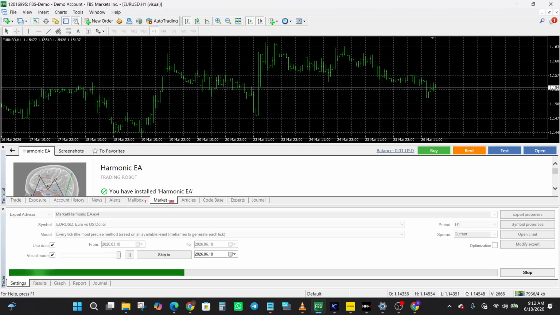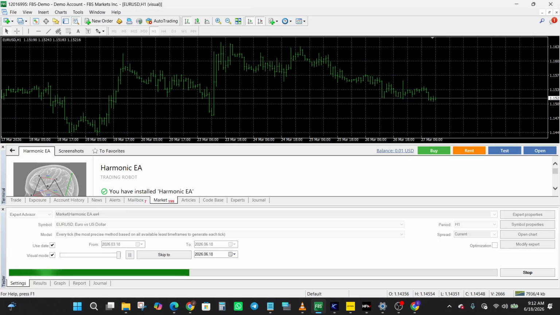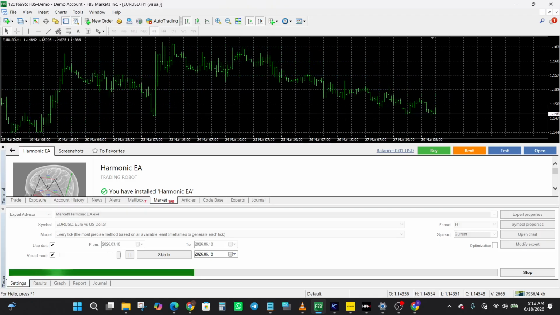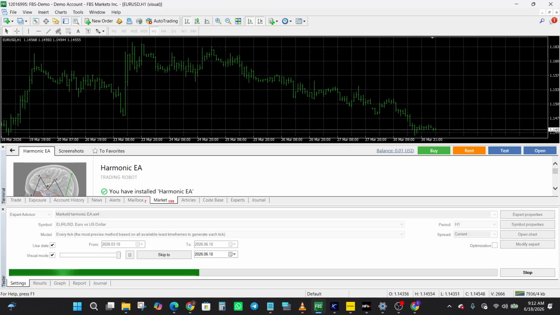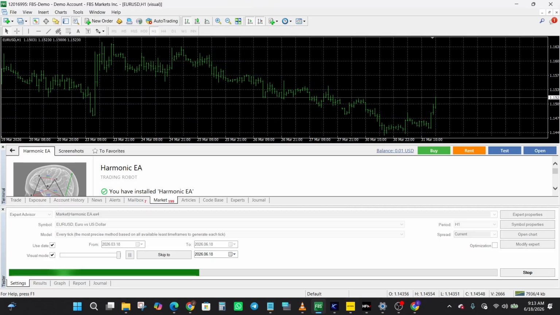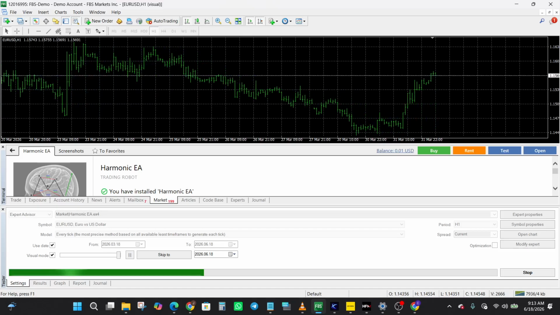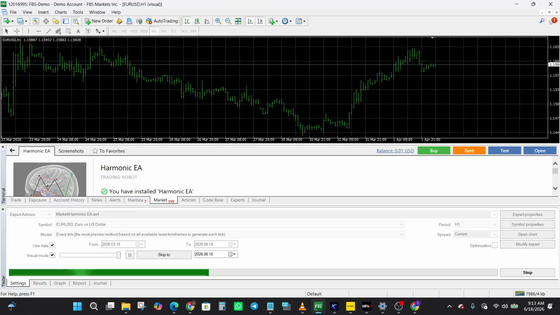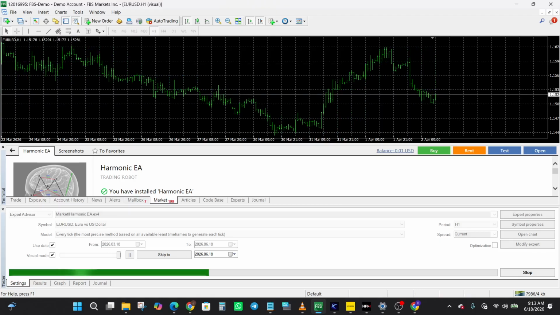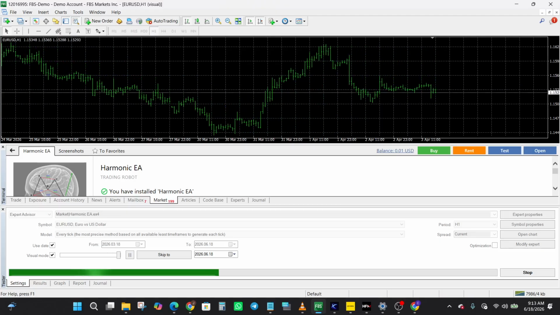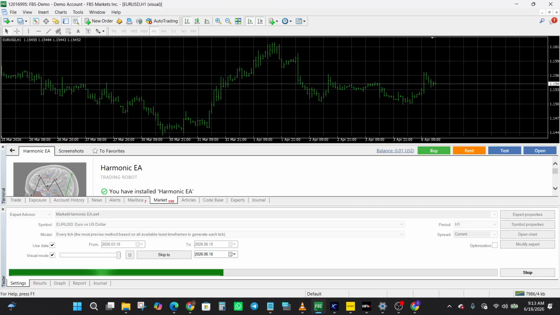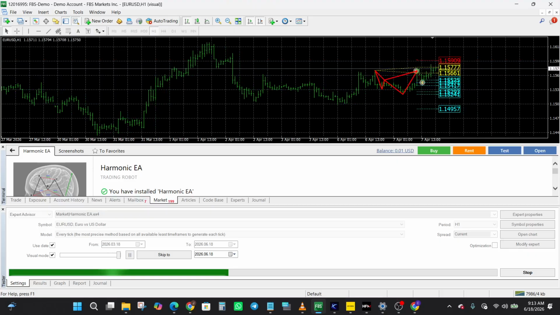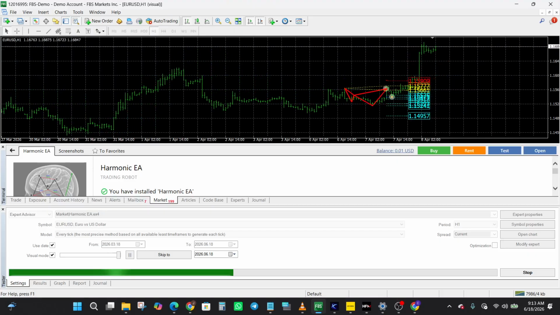Overall, the Harmonic EA for MT4 offers an automated approach to identifying shark and bat harmonic patterns across multiple symbols and time frames. All right, so whether used as a fully automated trading solution or as a signal generation tool, I would recommend conducting your own testing and optimization before considering live deployment, so that you can determine whether it aligns with your trading objectives and risk tolerance.